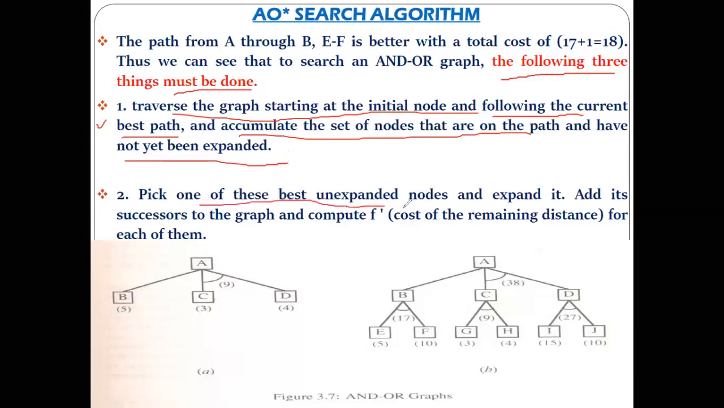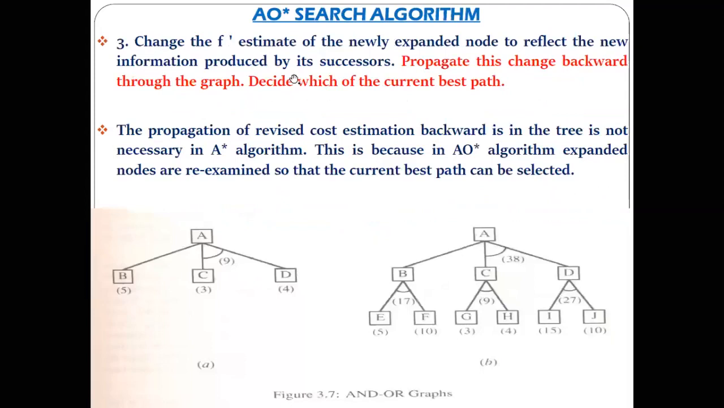Then you have to choose the best unexpanded node and expand it, add its successors to the graph, and compute the value of f for each of them. We'll apply this, then you'll get a clear idea. The last important point: change the f estimate of the newly expanded node to reflect the new information, and for that purpose you need to propagate backward through the graph. You will not understand exactly what this means until you see the solution. So once you find the value of f for certain nodes of that AND-OR graph, again you have to move backward.